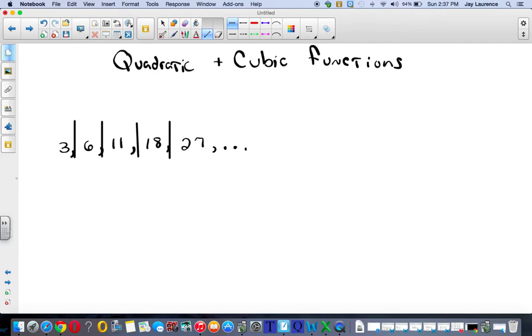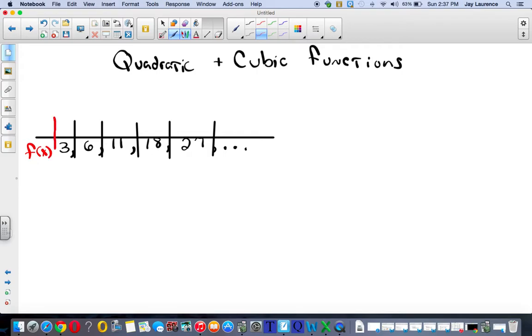All right. Building my table. Remember, those numbers are my f of x numbers, right? My functions. So it's f of x. Then this is the first one. So there's a 1, a 2, a 3, 4, a 5. I'm going to go looking for the nth term. And there's x right there.